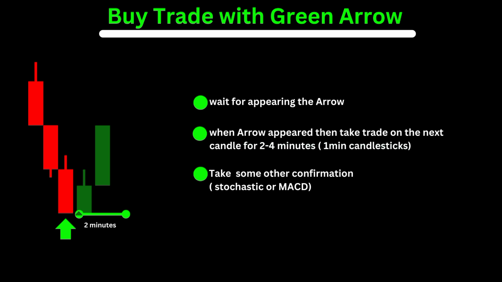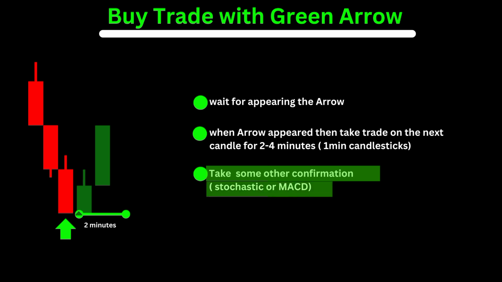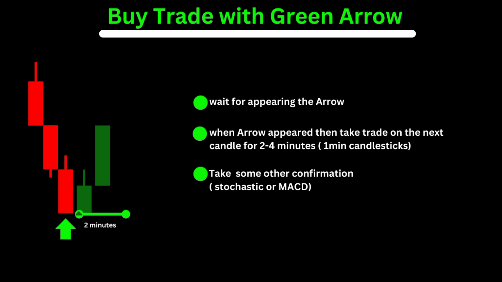Okay, and guys, you can also take confirmation or help, whatever you say, from a different indicator or price action. Generally I prefer to use the green arrow MT4 indicator with the stochastic or the MACD indicator. That will give you some extra confirmation while you're trading. So here are some good examples of buying signals according to the green arrow indicator. Have a look and observe them closely.